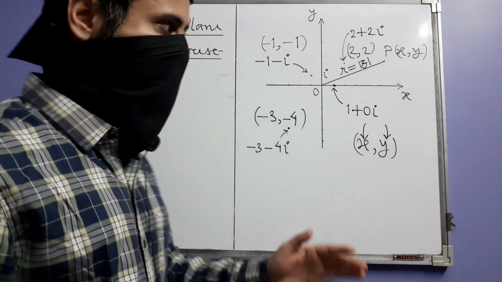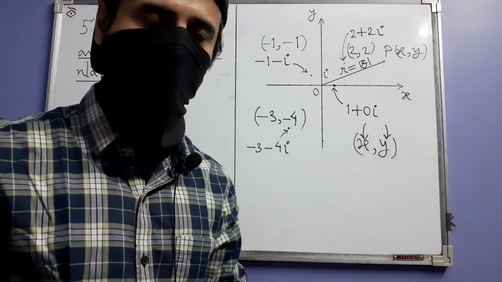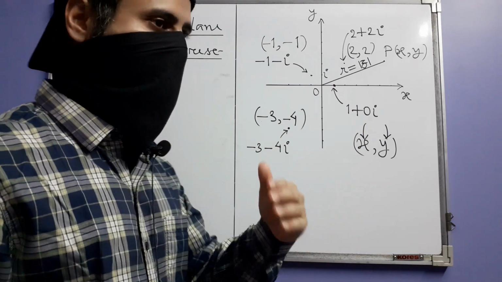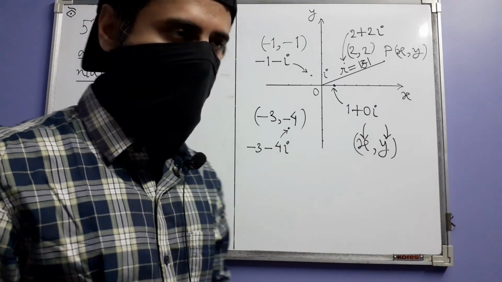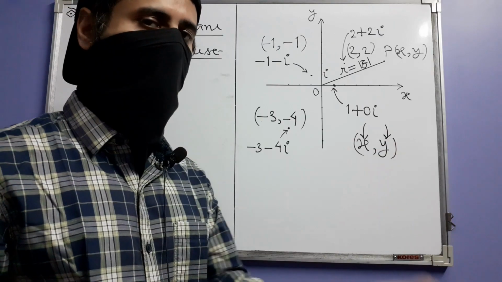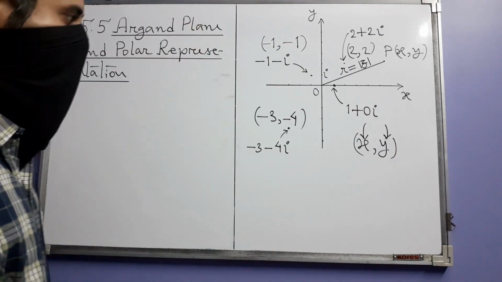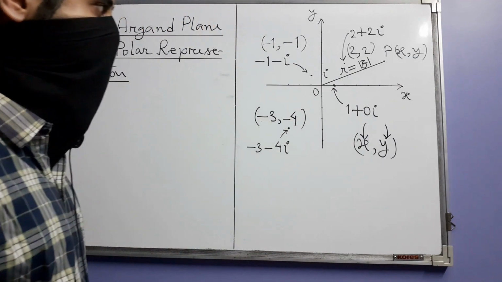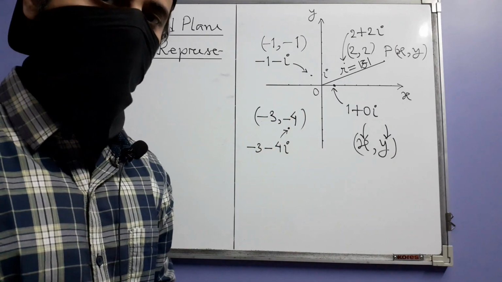In a sense, it's like naming each point, giving a name to each point, where the name has two parts. The first part is called the x coordinate of that point and the second part is the y coordinate. It's as if this is the first name and this is the last name of that point. You can think of it in that way, just like a person has a first name and last name. Now, this is something we already know from coordinate geometry.